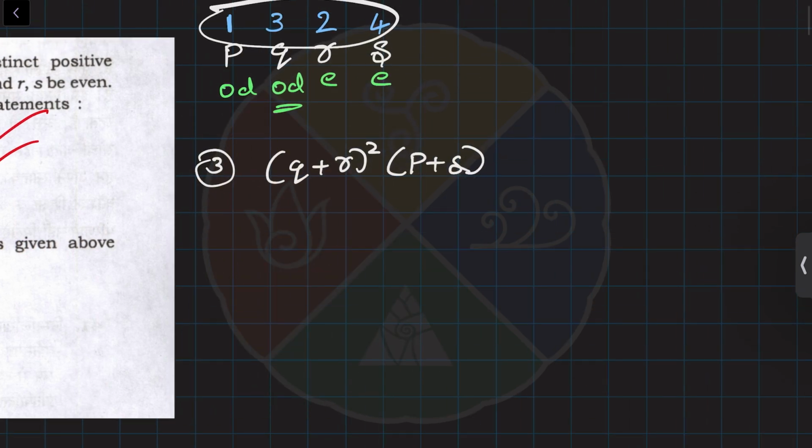So P and R: P is odd, the other one is even. Odd plus even, whole square, into P plus S. Oh wait, this was Q. Okay, it was Q. Anyway, it is still odd. Odd plus R is even. P is odd, S is even.